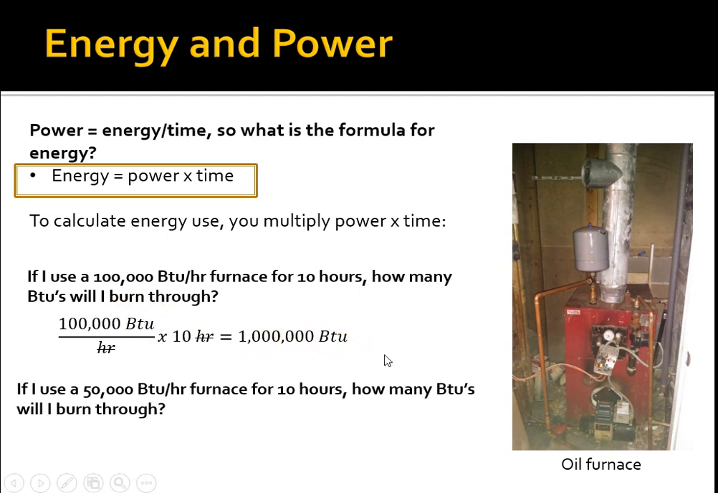Now let's look at a 50,000 BTU per hour furnace for the same amount of time and see how many BTUs that would burn through. So feel free to do that on your own. But if you put the equation in there, pretty simple, 50,000 BTUs per hour times 10 hours. Again, the hours cancel out. So 500,000 BTU.